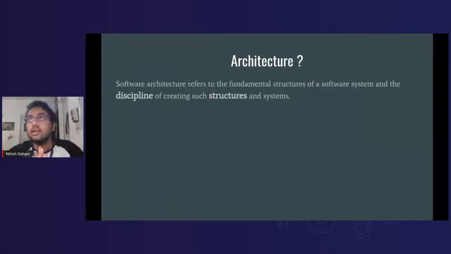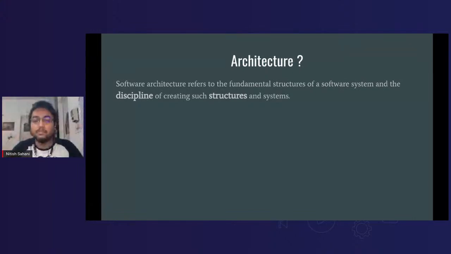So I googled a lot and I found a definition written by Uncle Bob. Uncle Bob is a very renowned coder in our community, and he has been coding for the past 50 years, from the dawn of computers when programming languages were invented, even before C++ was invented. He has this definition: software architecture refers to the fundamental structure of a software system and the discipline of creating such structures and systems.